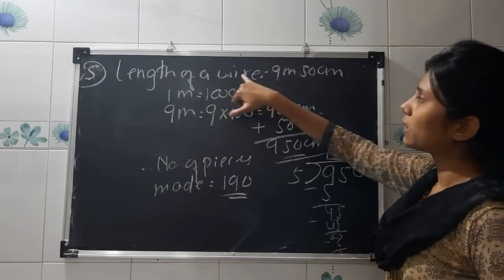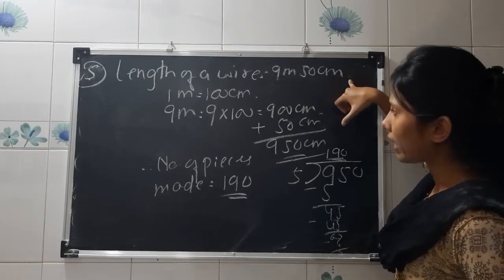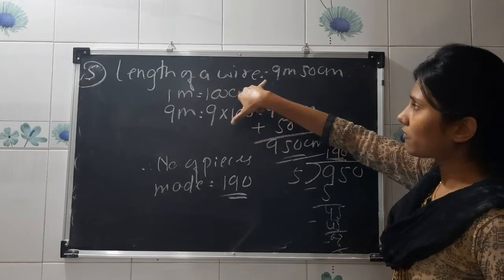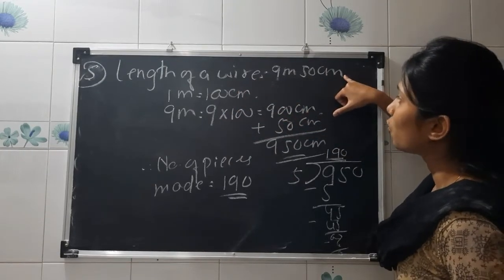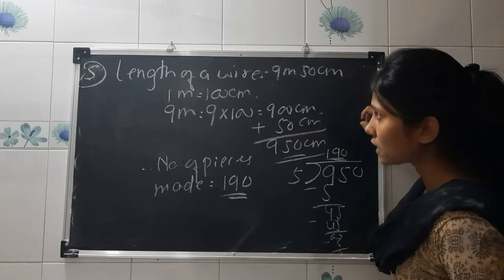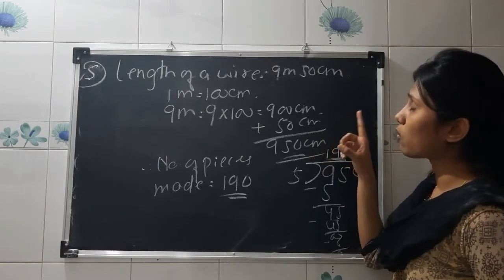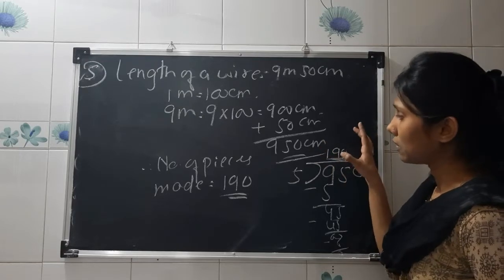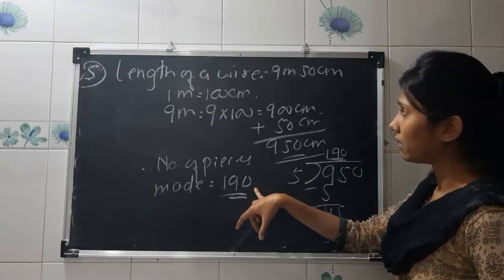First, they have given you the length of the wire, 9 meter 50 centimeters. The wire is cut into pieces of 5 centimeter each, which means each part of that wire is 5 centimeter. We have to find out the number of pieces made.